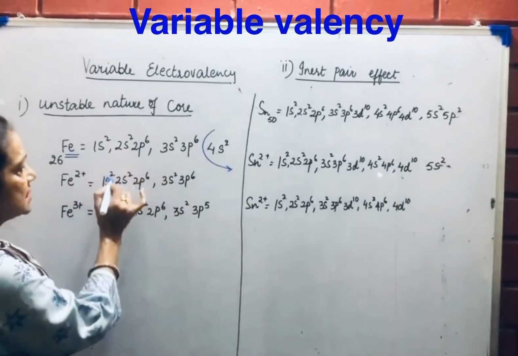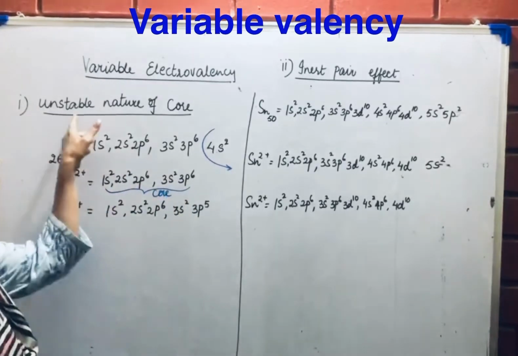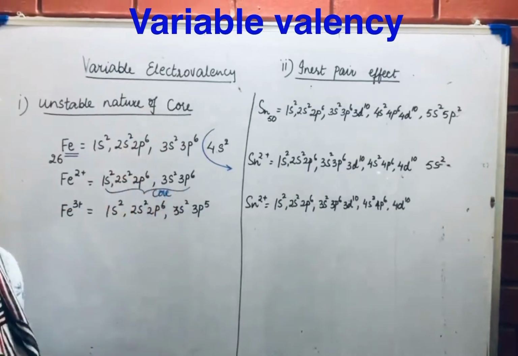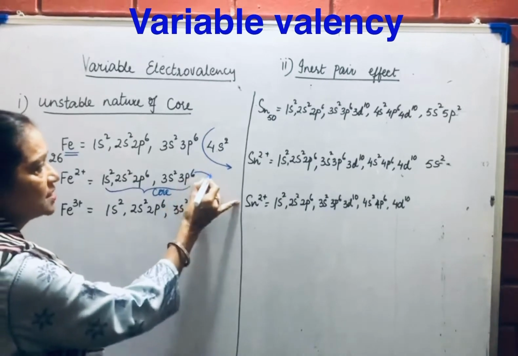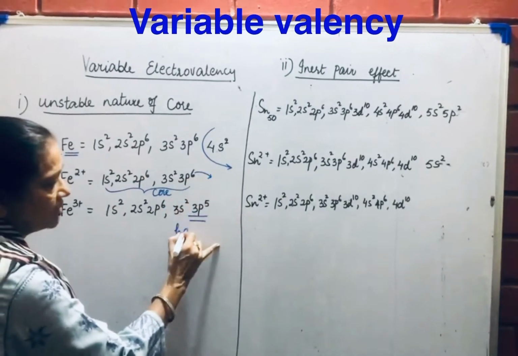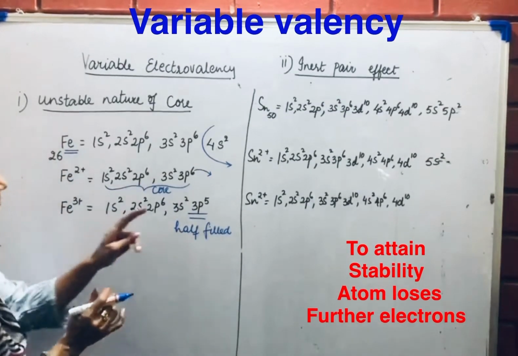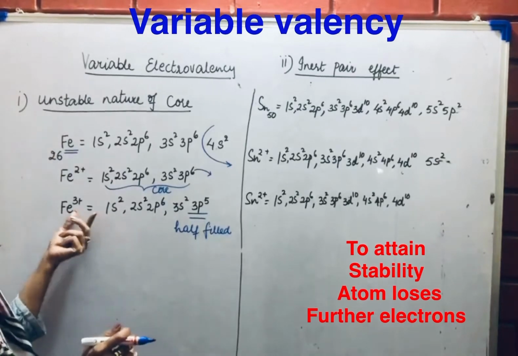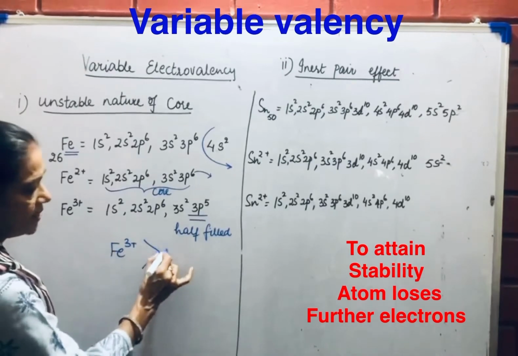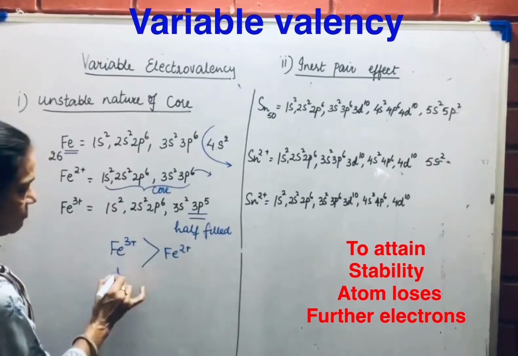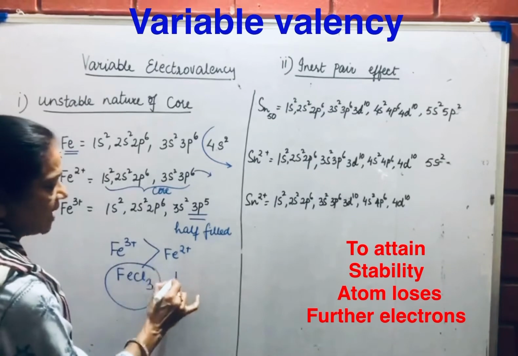The part which is left behind is known as the core. So unstable nature of core means this core is unstable because it can further lose one electron. We have learned before that if it loses one electron and becomes half filled, it will become more stable. So it further loses one electron and becomes more stable by becoming Fe3+. So we will say Fe3+ ion is more stable than Fe2+ ion, which means FeCl3, ferric chloride, is more stable than ferrous chloride.